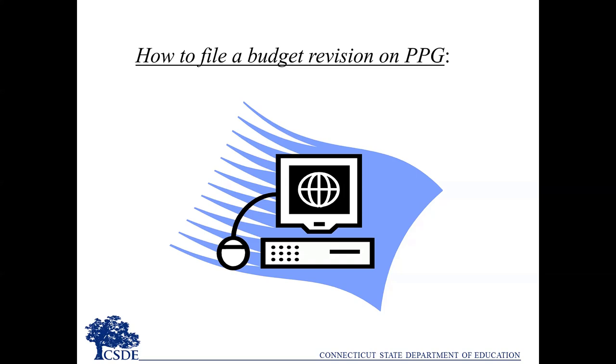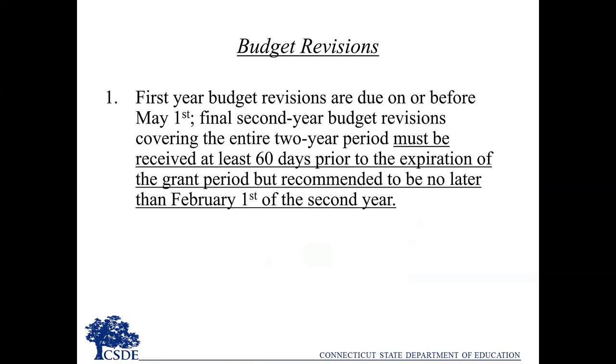So let's talk about how budget revision is done, because as you go through, you're going to want to look at that, right? So the first year budget revisions are due on or before May 1st. That would be the FY20 grant application of 5/1/2020 is when your first year budget revisions are due. The second year budget revisions covering your 2 year period must be received 60 days prior to the expiration of the grant period, but no later than February 1st of the second year. Meaning the 2/1/20 date was for your FY19 application.